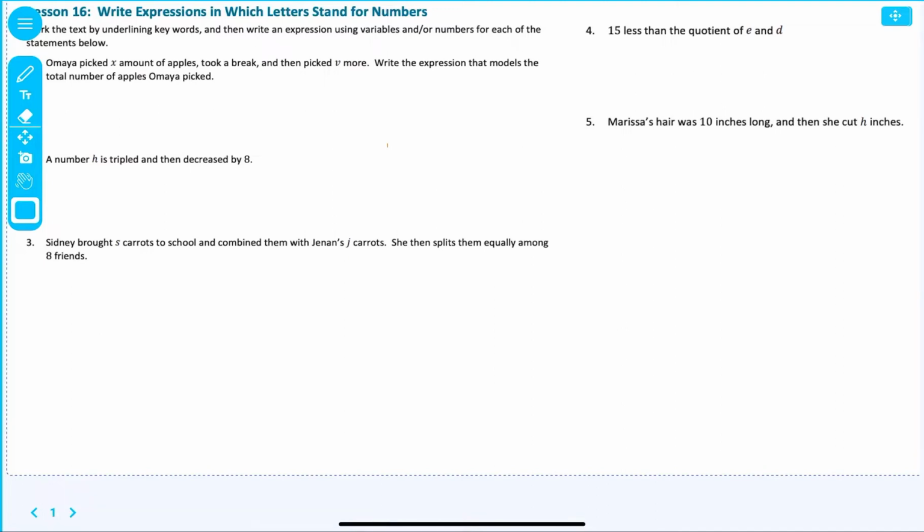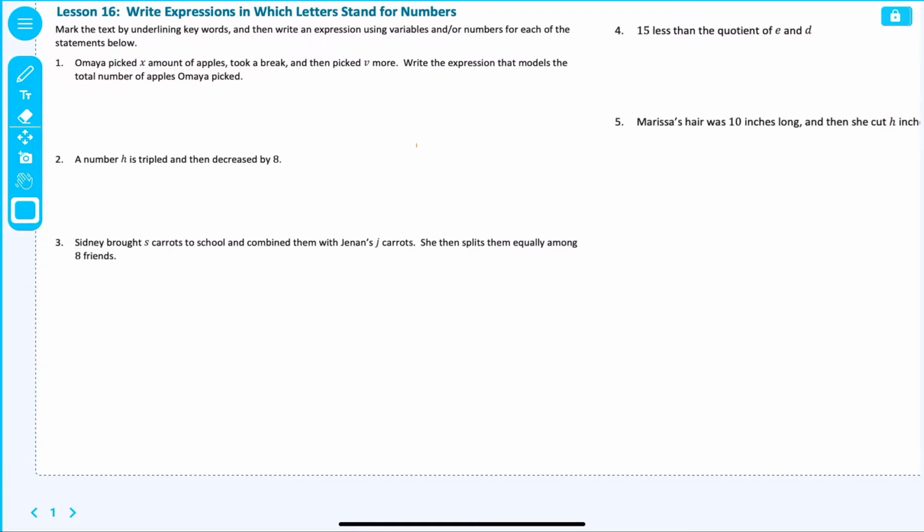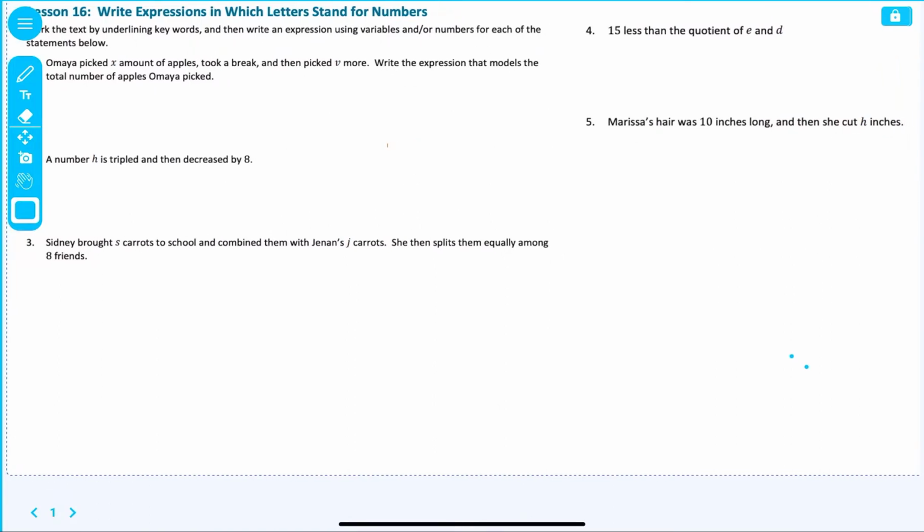Alright, this is Math 6, Module 4, Lesson 16. Write expressions in which letters stand for numbers. And it says, mark the text by underlining key words and then write an expression using variables and/or numbers for each of the statements below.